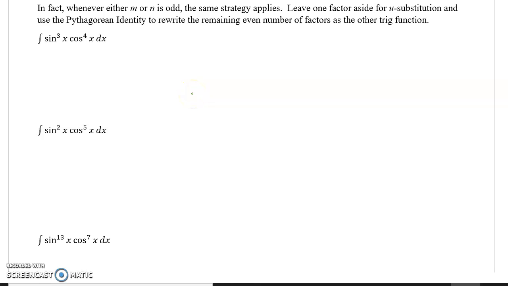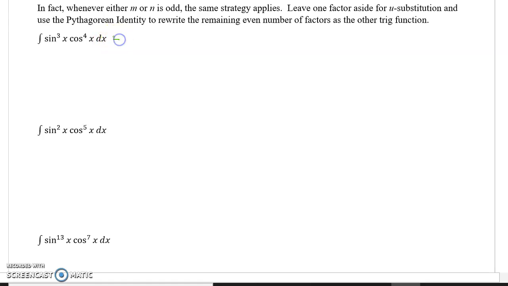In the last video, we learned how to integrate sine to the odd power or cosine to the odd power. Now we're going to notice that it actually can be times the other one to any power. For example, as long as we have at least one odd exponent, then we can use that same strategy. So we've got an odd exponent for the sine of x.